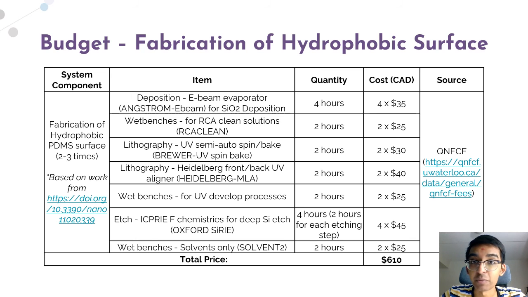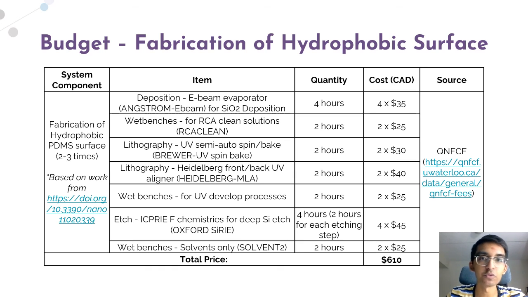Then, using the E-beam evaporator, we would deposit a 2-micron silicon dioxide layer. Along with performing RCA cleaning, we would also pattern the silicon dioxide layer on the substrate using conventional lithography, which would be done again, as outlined previously, using the UV Brewer spin bake, Heidelberg MLA, and UV develop steps. Then, using the Oxford Silicon RIE tool, a 2.5 micron deep RIE etch of the silicon can be performed using the Bosch process to develop the microstructure pattern. And then the wet benches, or solvent 2, would be used to wash off the photoresist.